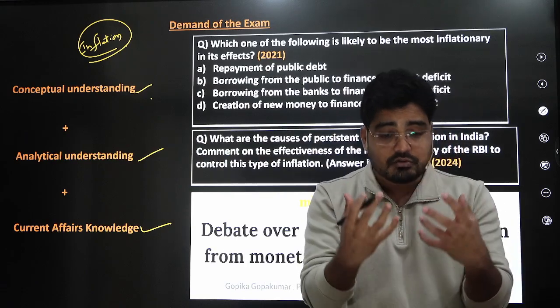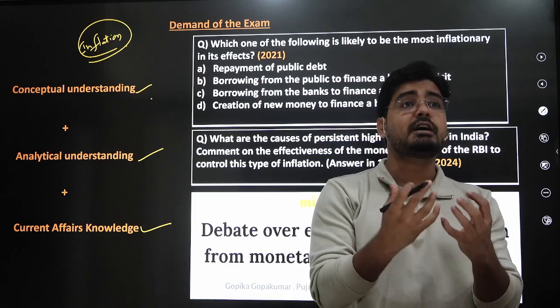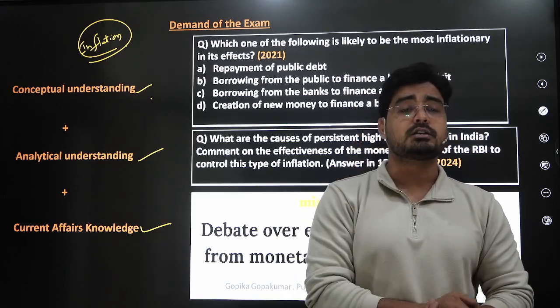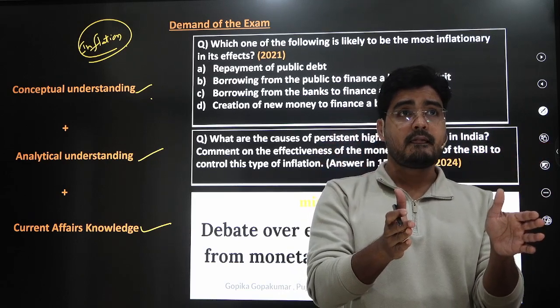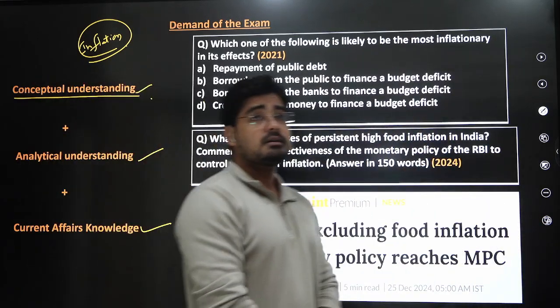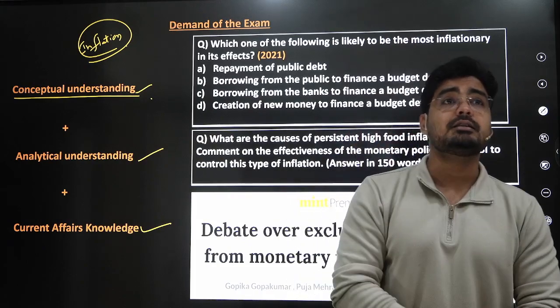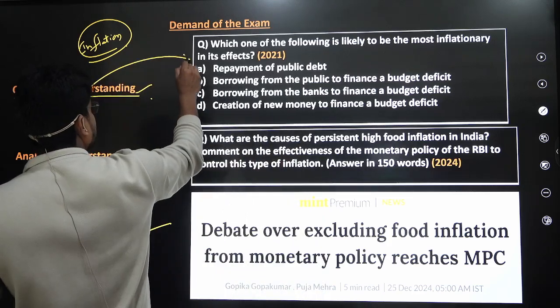And what is the role of the Reserve Bank of India in controlling inflation? And what are the different tools available to the Reserve Bank of India to control inflation? All these aspects are supposed to be understood by the aspirant. That is the conceptual understanding. The basic conceptual understanding is necessary because this is going to be tested in your prelims.